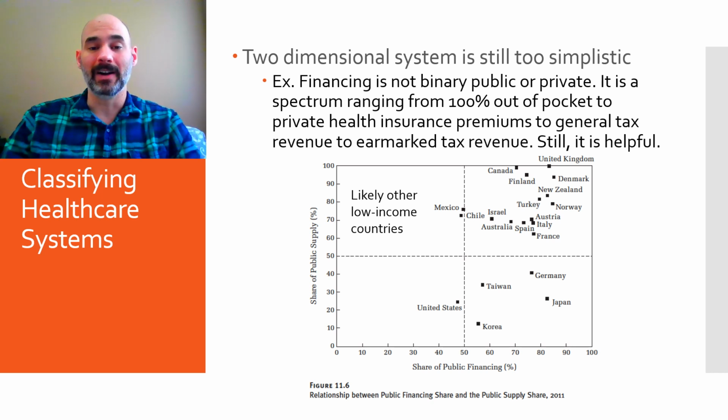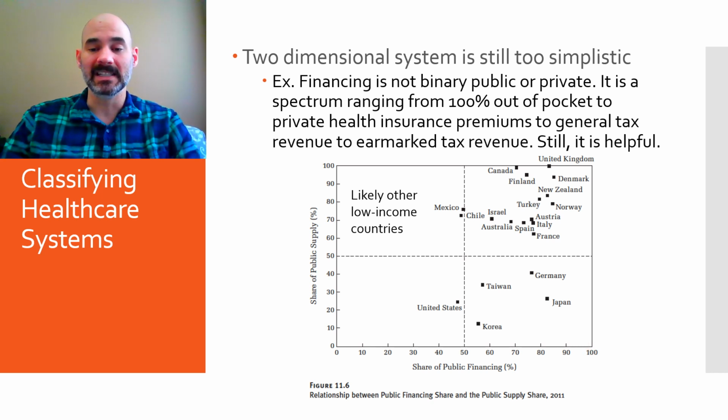And while there are a few that are closer to that 100%, for example, the United Kingdom having almost exclusively all of its healthcare services provided by the public sector, for the most part, countries are going to fall somewhere between that completely privatized supply and completely socialized supply. Likewise, with financing, you'll notice that many of these countries are closer to the 100% of healthcare services being publicly financed than they are to the 0%, but still none of them are 100% publicly financed.